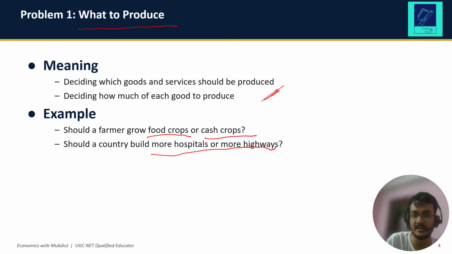Tell me your choice in the comments and explain your reasoning. That's what I want you to learn from economics. Not simply what is the correct answer, but why did I choose this particular answer? So whenever an exam asks what is the problem of what to produce, remember it means deciding which goods and services should be produced and how much of it should be produced. That's it.